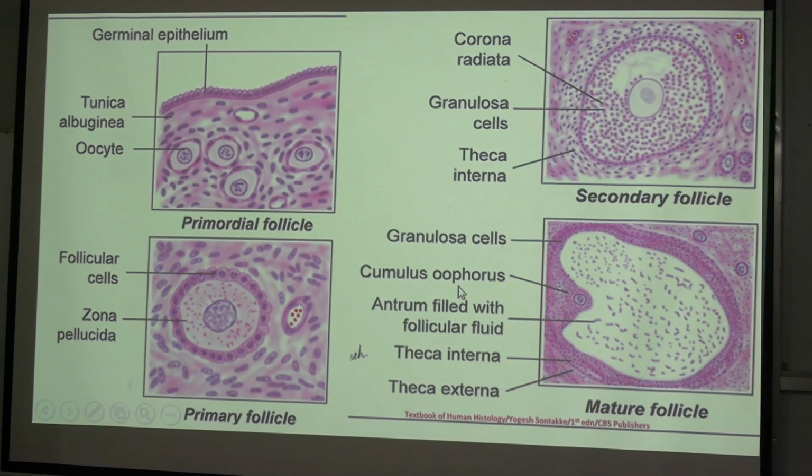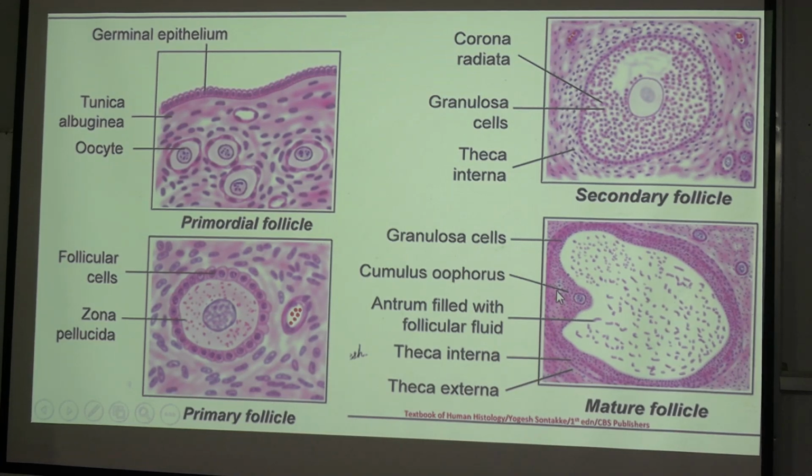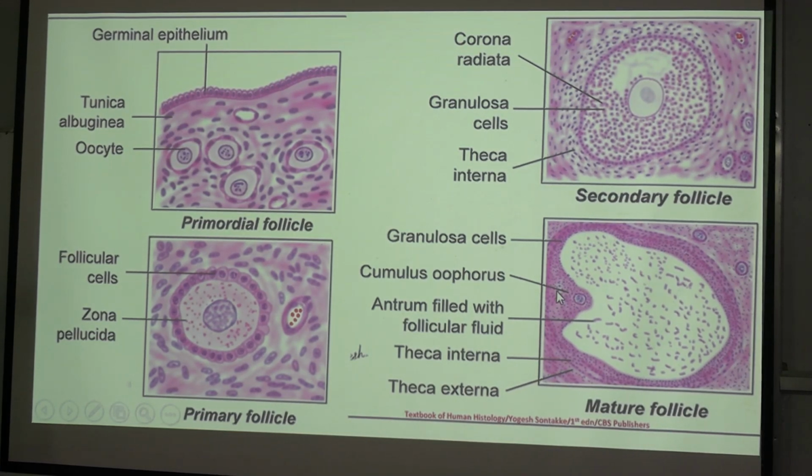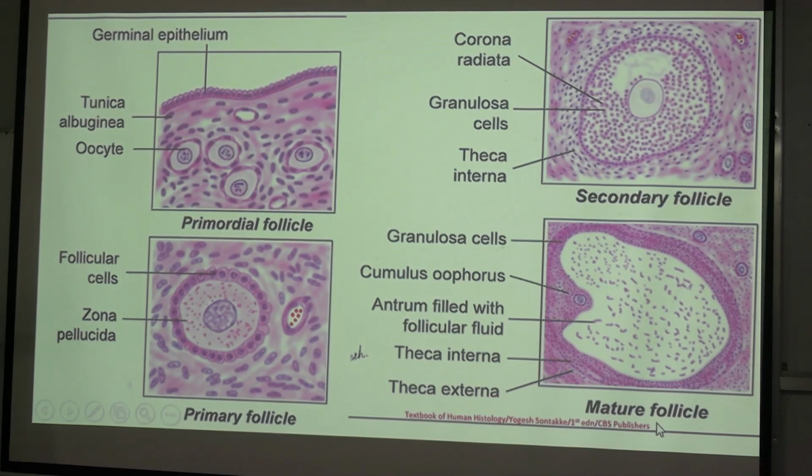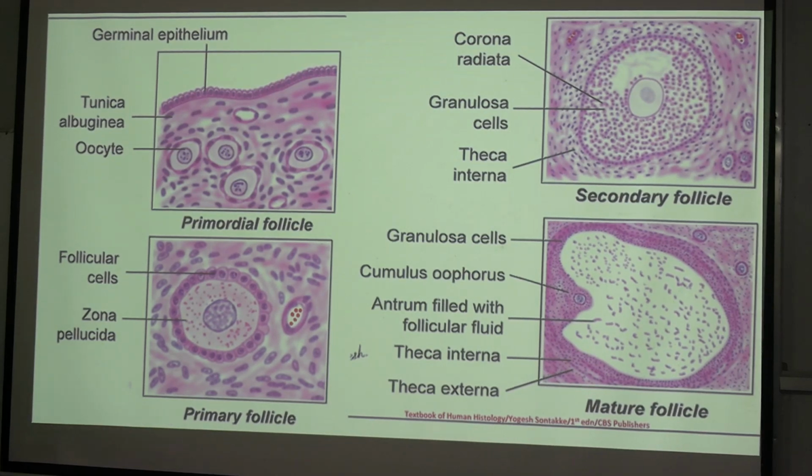We call this the cumulus oophorus, and the radiating cells covering it we call the corona radiata. As it becomes more and more mature, we call it the mature follicle or Graafian follicle. Now, this Graafian follicle, in the presence of some hormone, bursts open and ovulation happens.